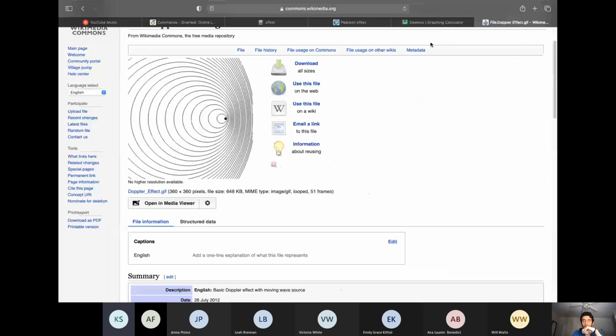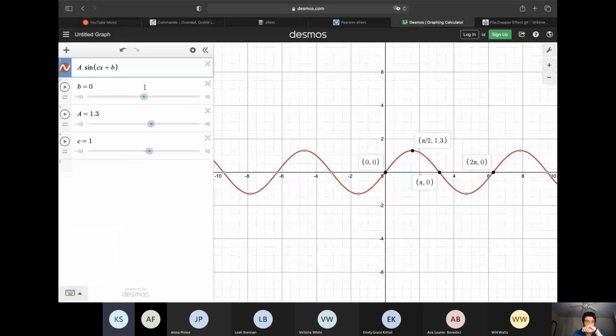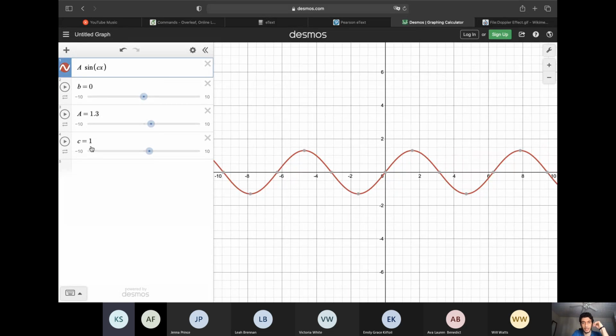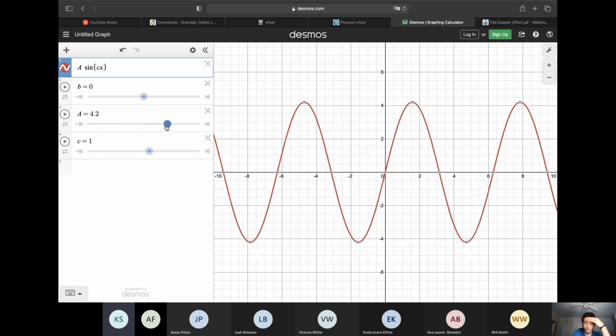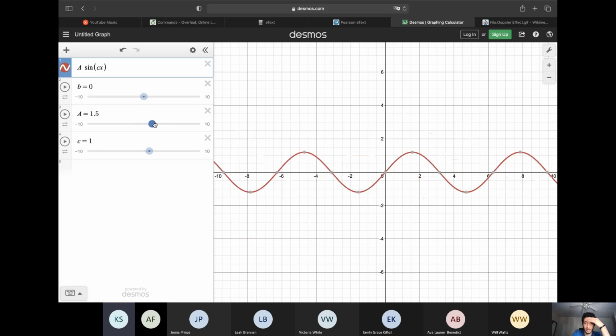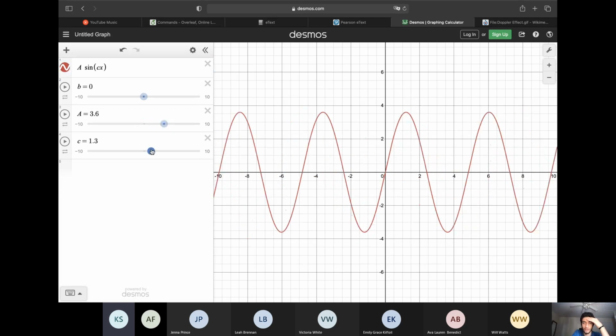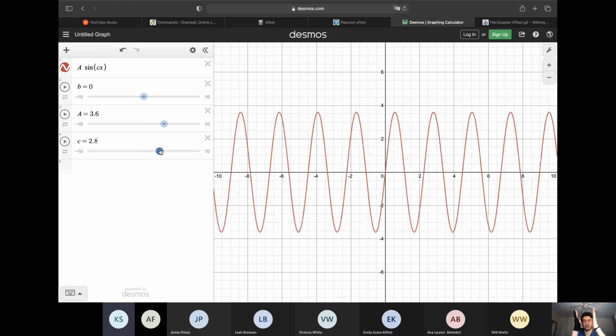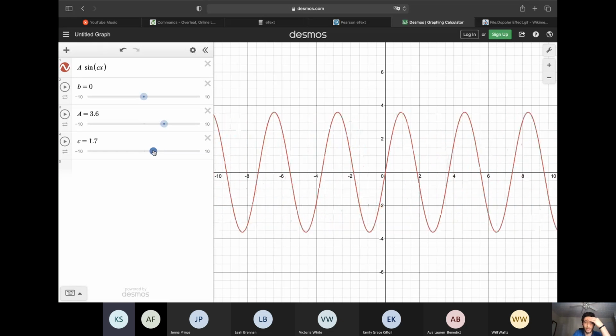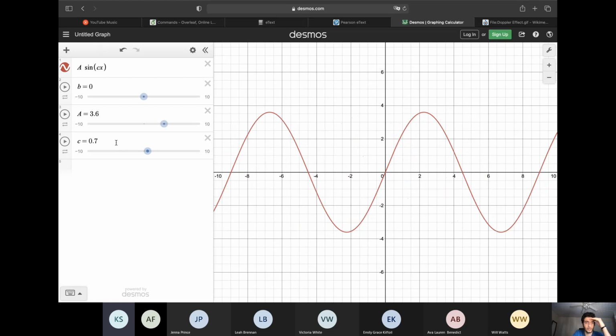So if I open Desmos and show you this, this is a normal wave. A is the amplitude and C is the frequency of the wave. If I increase the amplitude, it increases; making it negative just flips it. If I get higher frequency, the wavelength gets closer. If I have lower frequency, it just gets bigger and bigger over time.